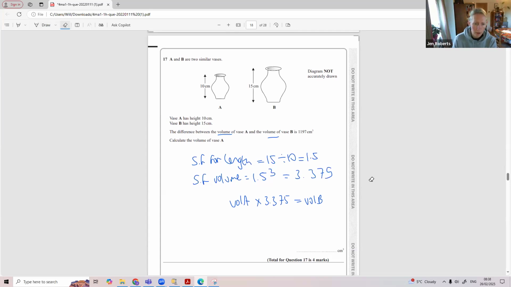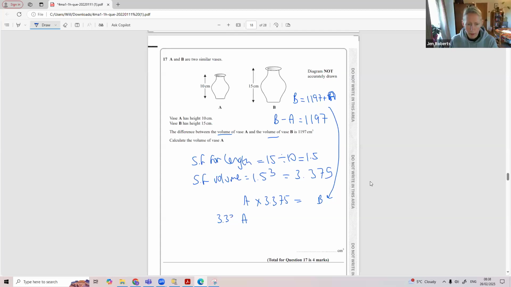Let me just get rid of this vol so I can just write it as A and B. Might look better. So we also know that B, the volume of B, take away the volume of A, is 1,197, don't we? So if I just rearrange this a bit, I know that B equals 1,197 plus A. I've added A to both sides and made B the subject. Now I can put it into this equation and substitute that in for my B. So I'm going to write this more algebraically, 3.375A equals 1,197 plus A.